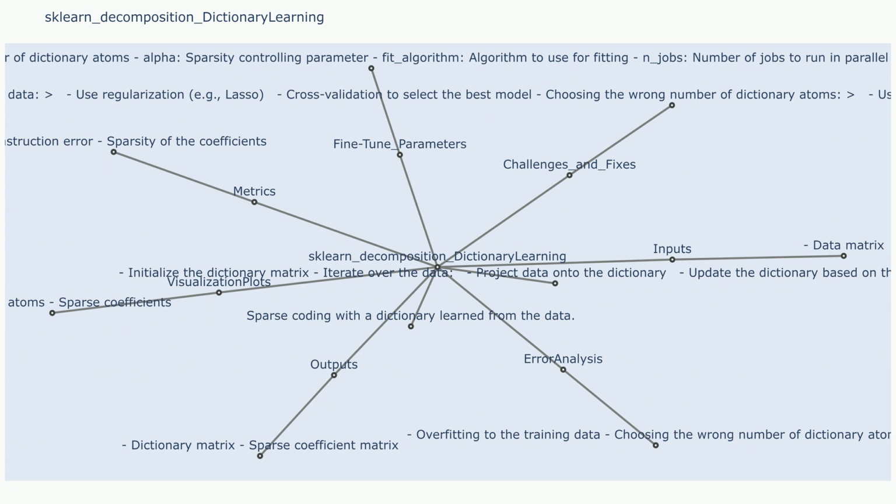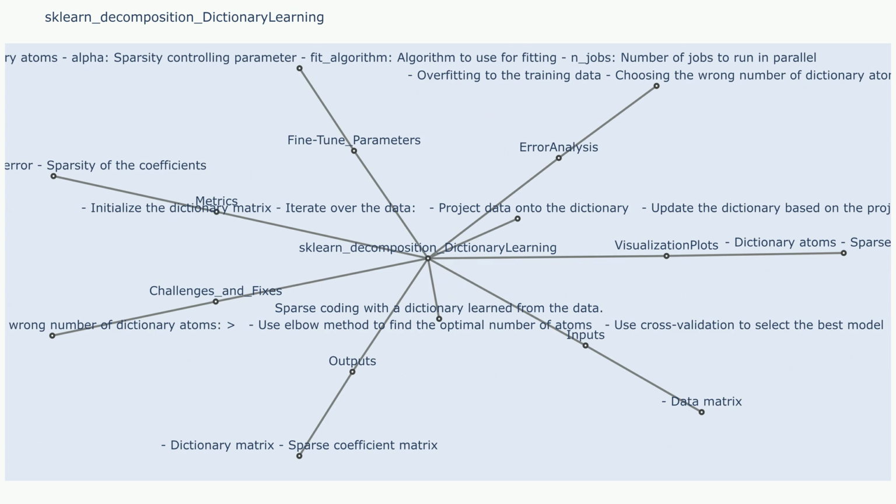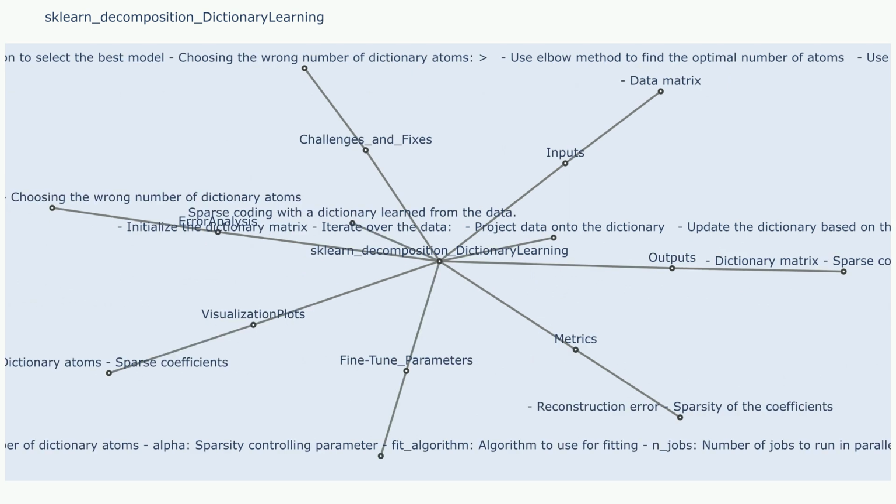Steps. Initialization. The algorithm starts by randomly initializing the dictionary elements. Iterative optimization. Dictionary learning iteratively refines the dictionary elements and sparse code by minimizing a cost function that encourages sparsity in the representation and accurate reconstruction of the original data. Convergence. The process continues until the dictionary and sparse code converge to a stable solution, meaning the cost function no longer significantly decreases.